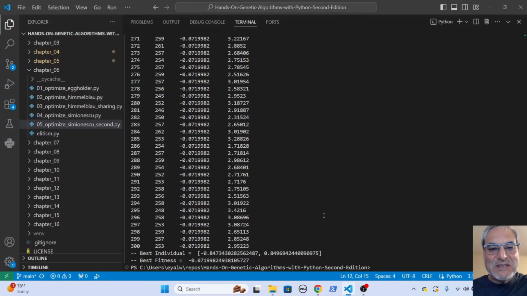So this is it for the real continuous function optimization. We'll continue in chapter 7, where machine learning is going to be the subject.